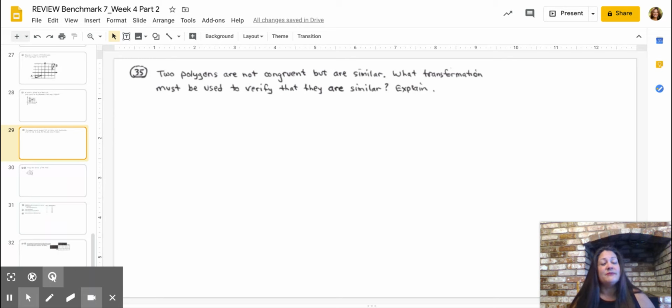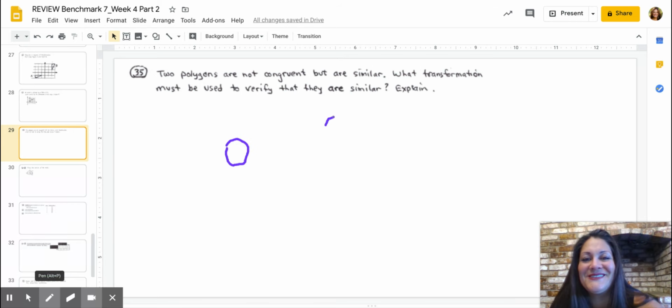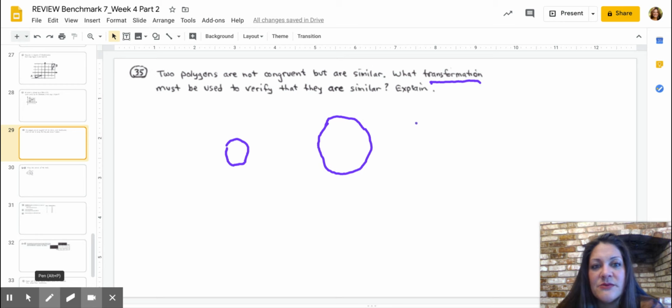Now, to be similar, that means that they are the same shape, but they are not the exact same size. Okay, so an easy example would be to look at these 2 circles, kind of circles. They're similar, they're both circles, but they're not congruent. They are not the same. So the question is, what transformation must be used to verify that they are similar? And the only one that deals with size is dilation.